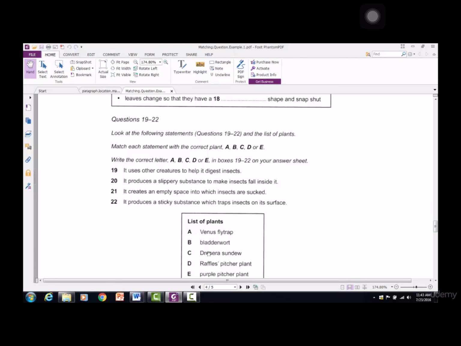So our correct answers here were number 19 was E, number 20 was D, number 21 was B, and number 22 was C. All right, so again, that's how we do our matching question.